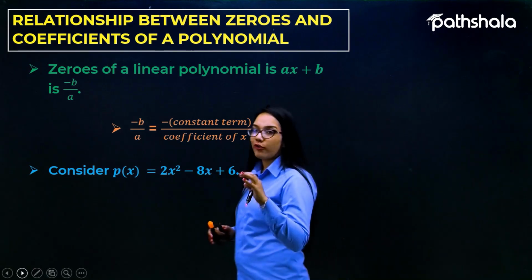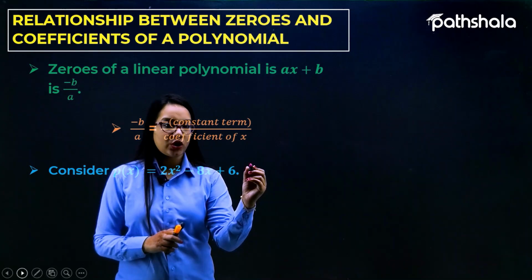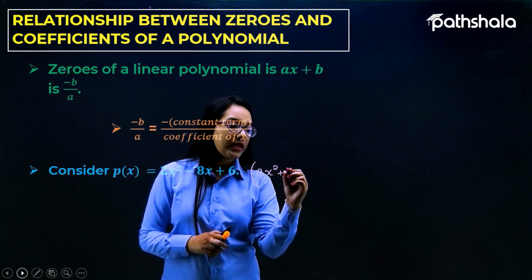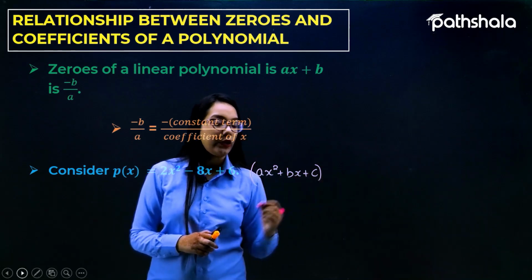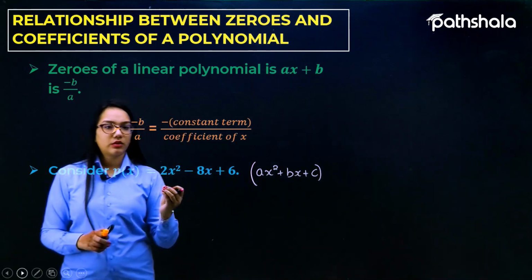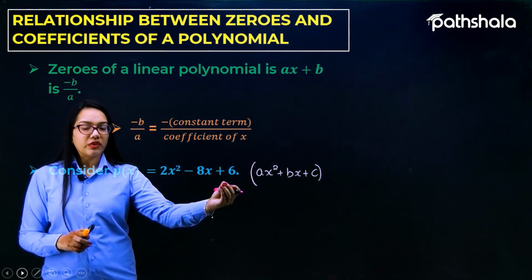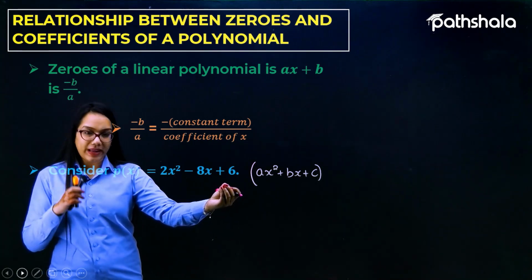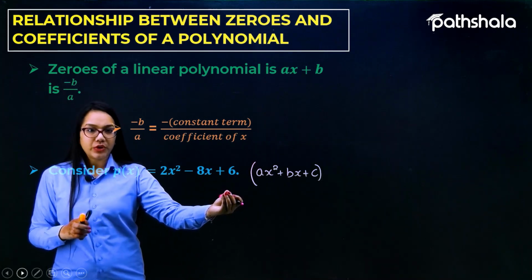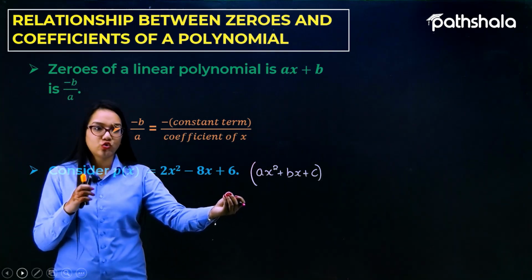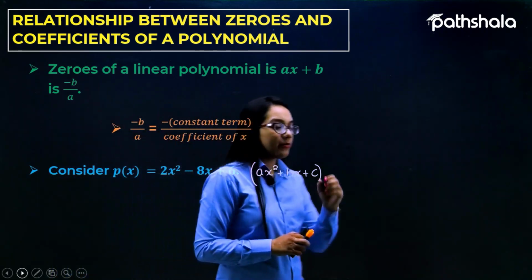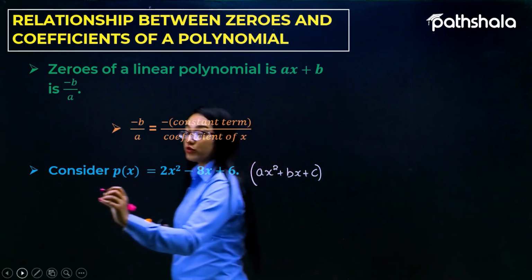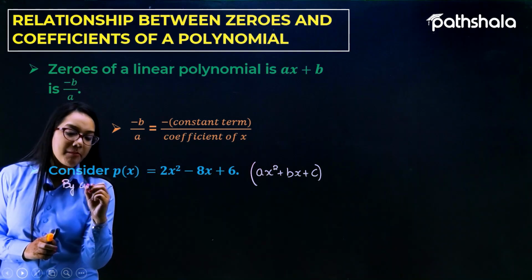So first of all, I am writing it in the general form. Let us suppose I am comparing it with the quadratic polynomial ax square plus bx plus c. If we compare both of these quadratic polynomials, what can we say? We can say that the value of a is 2, the value of b is minus 8, and the value of c is 6. So a, b and c are 2, minus 8 and 6.